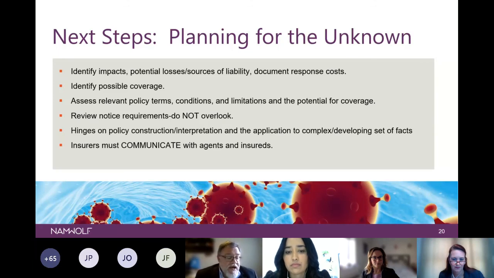Any coverage analysis in this area is going to be driven by very difficult and very close issues of policy construction and interpretation, and how those policy terms are applied to a complex and developing set of facts. That's going to take very close, very careful analysis. And it's important, I think, as we're learning that this is the new normal, to learn as quickly as possible about and to really do the work that's necessary to assess whether or not there is coverage available.